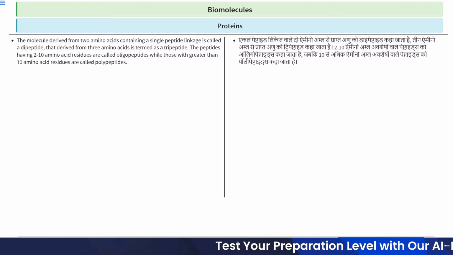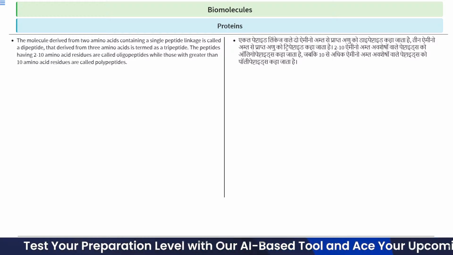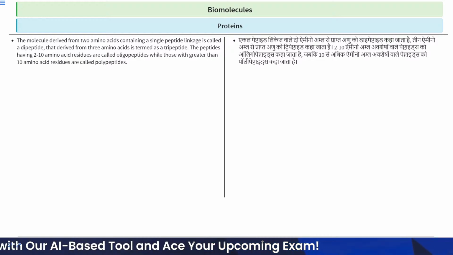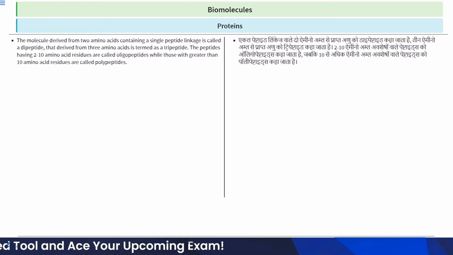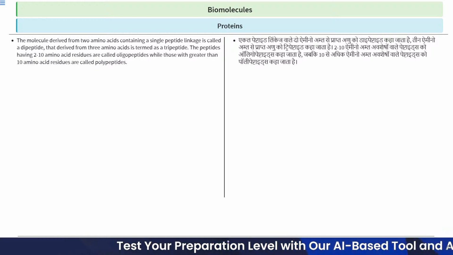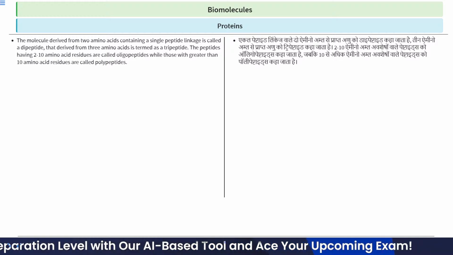So any peptide in which the structural units are 2 to 10 amino acids will be known as oligopeptides, while those with greater than 10 amino acid residues, or structural units more than 10 amino acids, will be called polypeptides. Poly means more than or many. So in the case of proteins, it will be more than 10.